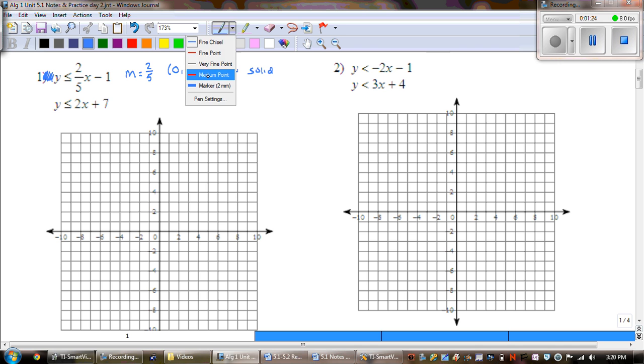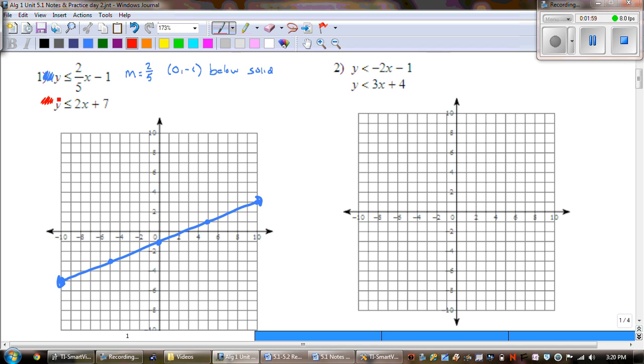Okay, so let's start graphing. At (0, -1), I start, and then I go up 2 over 5, up 2 over 5, and I'm going to do that in both directions. Now that I have that, I'm going to go ahead and draw my line. And then we're going to stop right there. I'm going to do the shading at the very end.